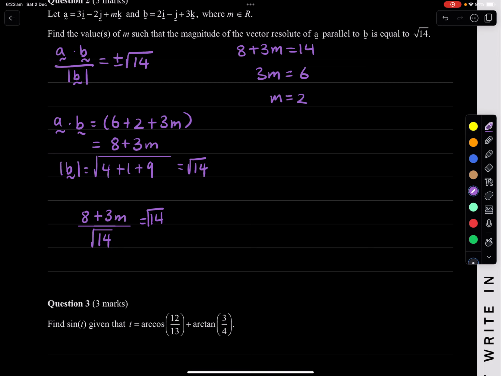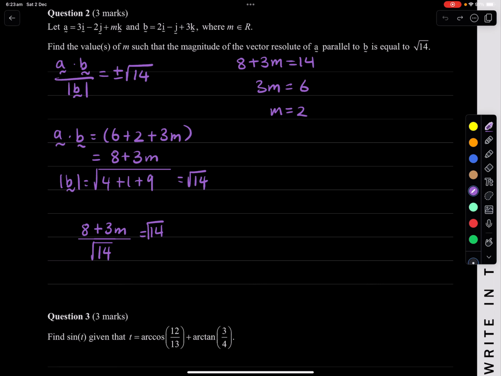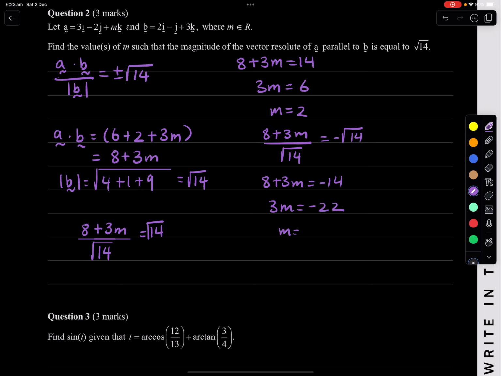So we've got a positive value, which makes sense. It means that the next m value should be negative to check that's right. So let's try the next one, which is taking negative 14. So we're saying 8 plus 3m over root 14 is equal to negative root 14, so 8 plus 3m is equal to negative 14. 3m is negative 22, and m is equal to negative 22 over 3.